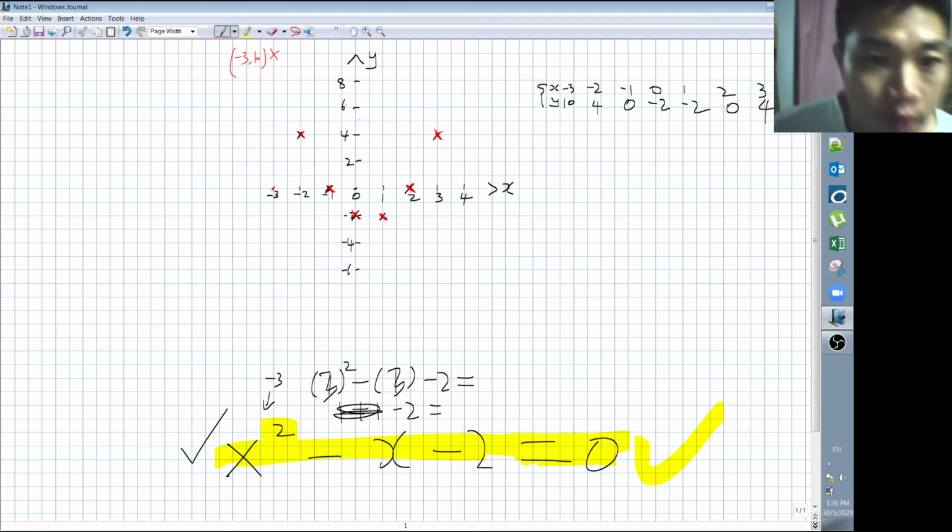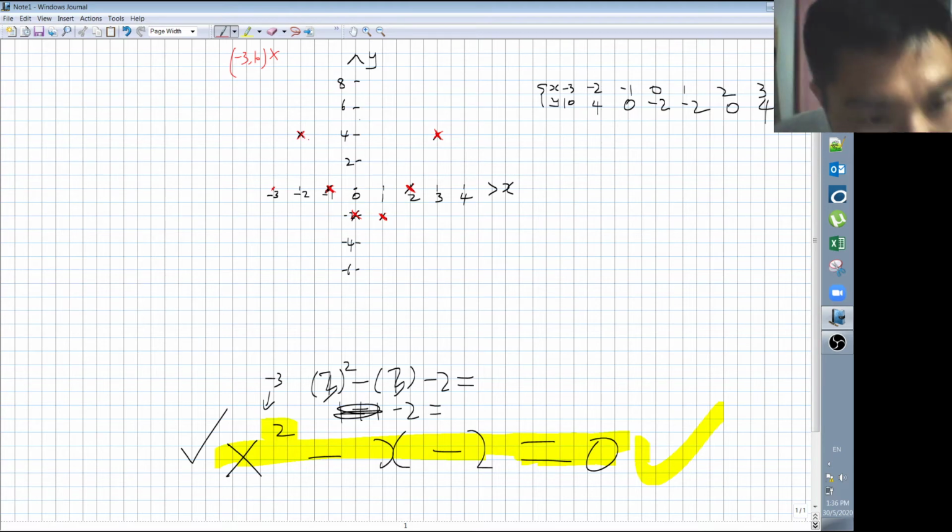Okay, so what you need to do now is link it up. It's pretty hard to link it up manually, meaning using your free hand, so let me try my best to link it up with the shape of a curve. Link up the side as well, and you should get this.